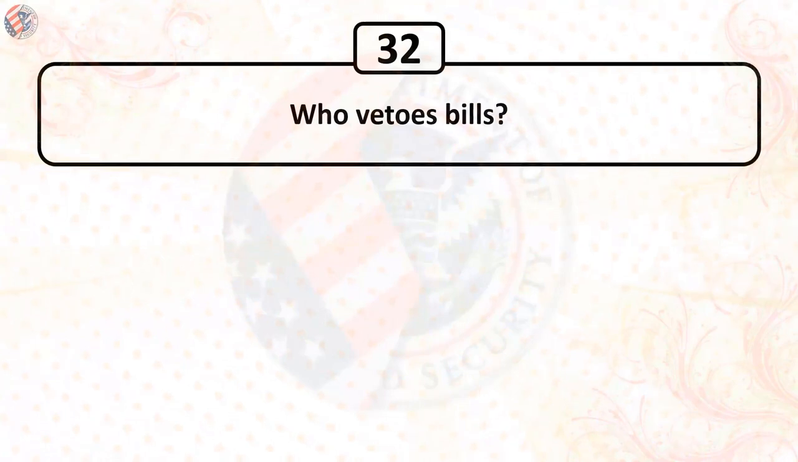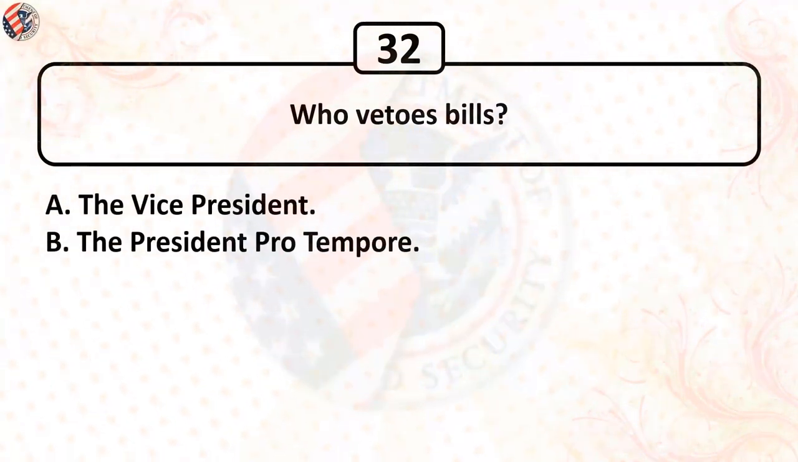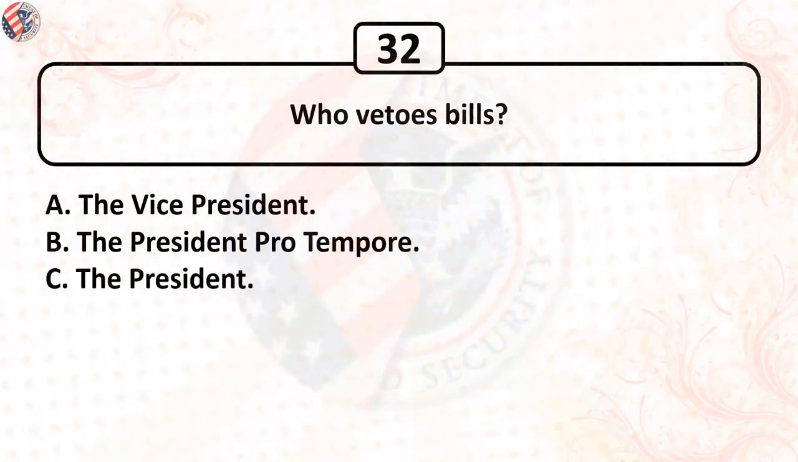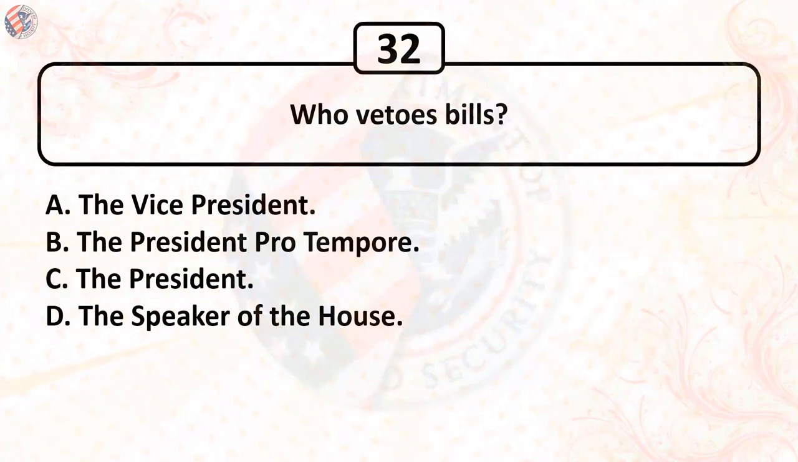Who vetoes bills? A. The Vice President. B. The President pro tempore. C. The President. D. The Speaker of the House.